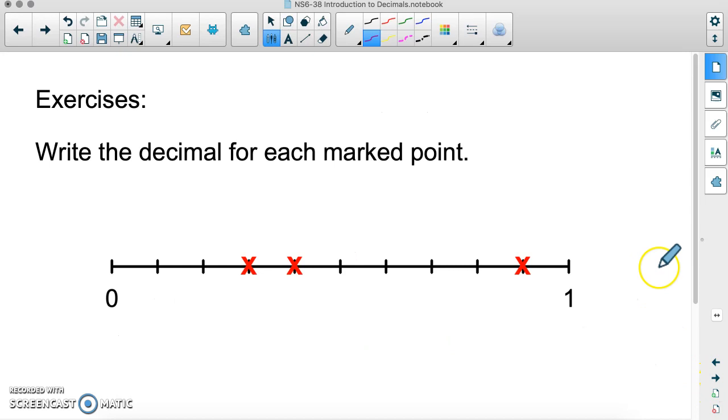Now you're going to use this number line and you're going to write the decimal for each marked point. So if I told you the fraction for here would be 3/10, what would this look like in decimal notation? You're going to write the decimal for these 3 points on your whiteboard, and then you're going to continue your screencast.